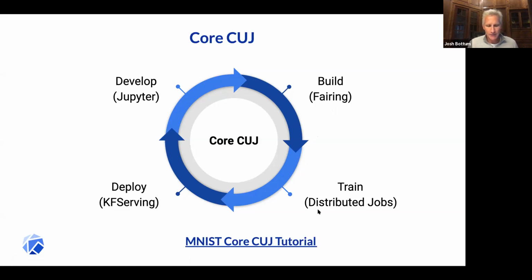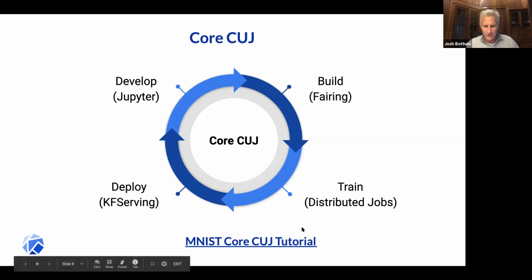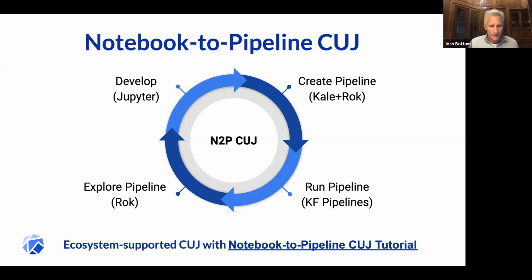This end-to-end CUJ helps data scientists produce models more efficiently by initiating and training deployment actions from a notebook. You can try the CUJ using the MNIST example shown at the bottom, and Elvira will be walking you through this example in a few minutes. The notebooks to pipeline CUJ optimizes ML productivity so you can train, version, and reproduce models faster and more consistently.